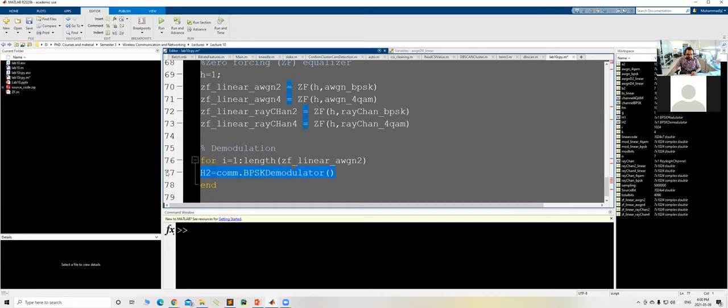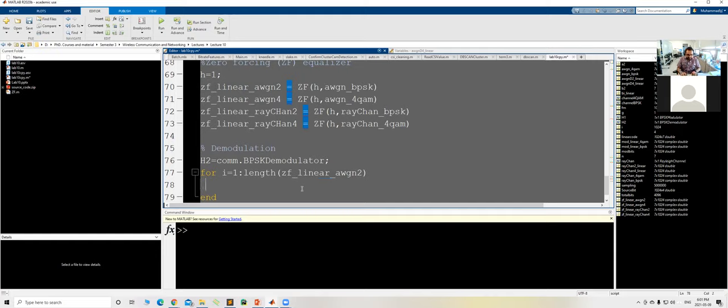Firstly, I think I should just define it here. Okay, so this one will create an object for the BPSK demodulator H2, and now I can use this object to demodulate all my incoming zero forcing signals, the output from the zero forcing equalizer.